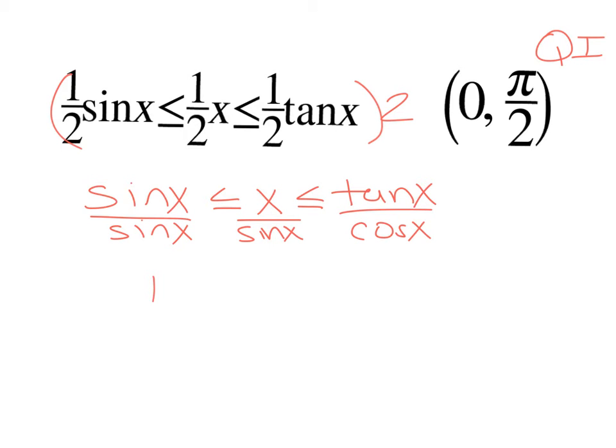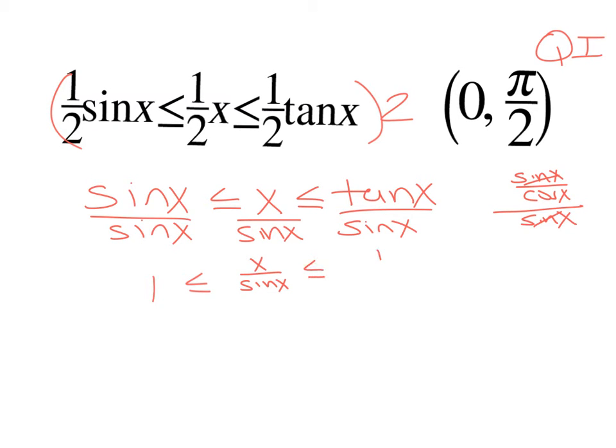Sine over sine is 1, less than or equal to x over sine x. Now, tan, I wrote cosine. I think I was thinking of what tan equals. So now this is sine x over cosine x all over sine x. So these sines end up canceling, and we're left with 1 over cosine x.